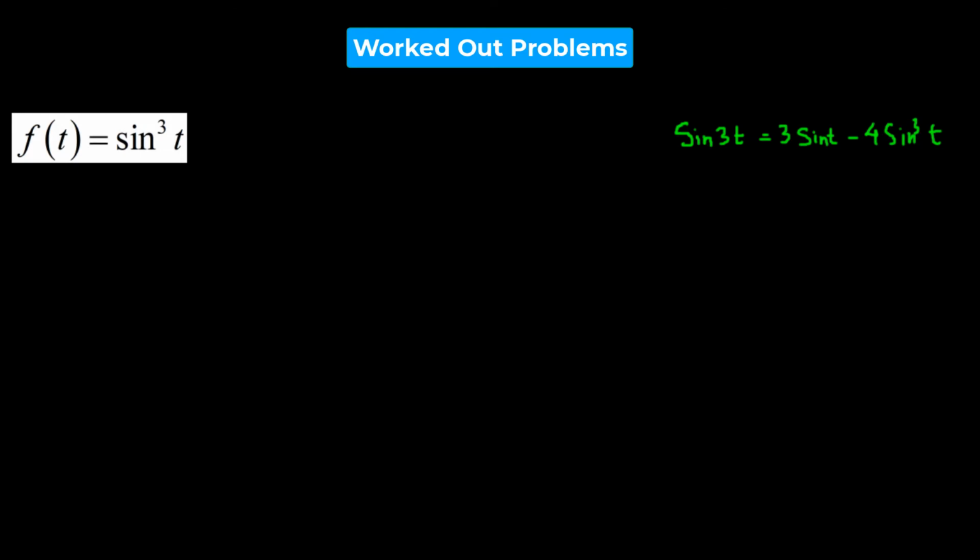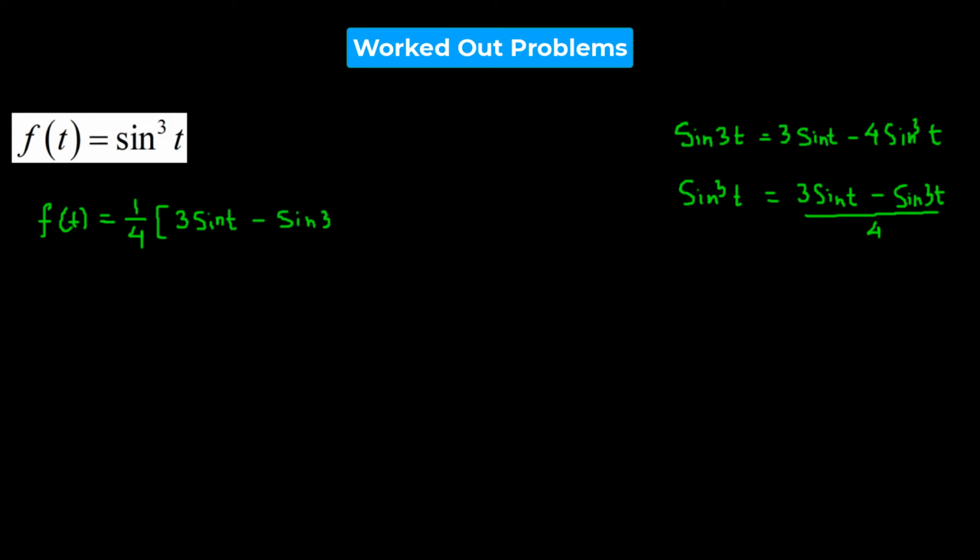Now, when we solve for sine cubed t, it will be equal to (3 sin t minus sin 3t) divided by 4. The entire purpose of doing this transformation is because we want to change the power of the sine function from 3 to 1. So that means f of t can be rewritten as 1 over 4 multiplied by (3 sin t minus sin 3t).